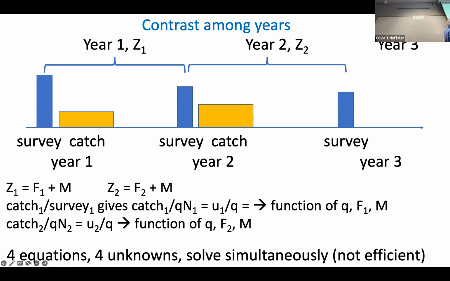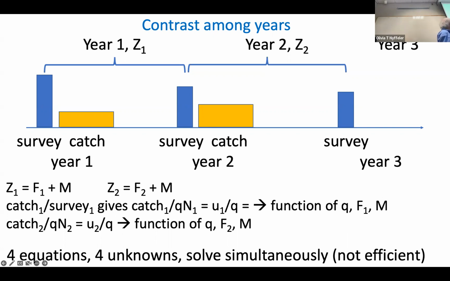Z1, which we measure, is F1 plus M. Z2, which we measure, is F2 plus M. Catch over survey in year 1 is U1 over Q, which is a function of these things, and catch over survey abundance in year 2 is another function. So 1, 2, 3, 4 equations with 4 unknowns, Q, F1, F2, and M. So you can solve those simultaneously. Ugh. Very inefficient, so it's not going to be very precise, but you could do it.